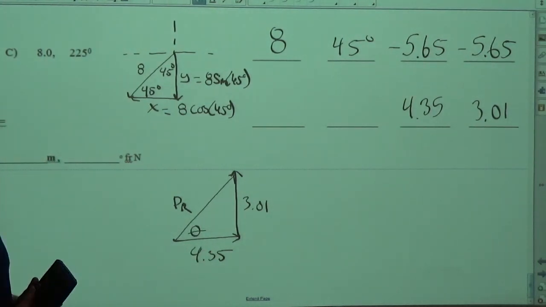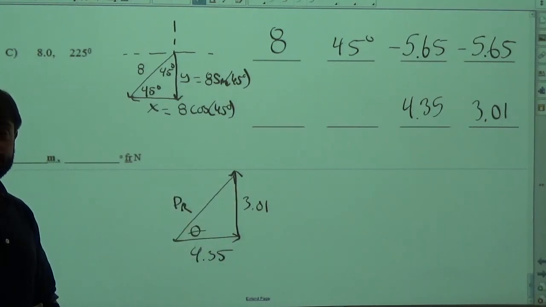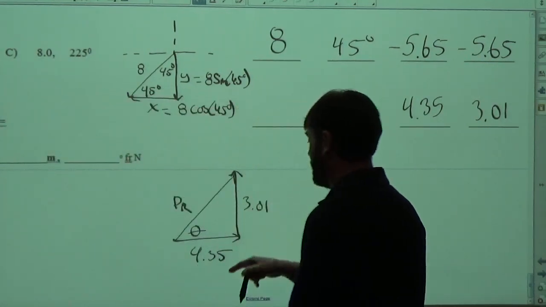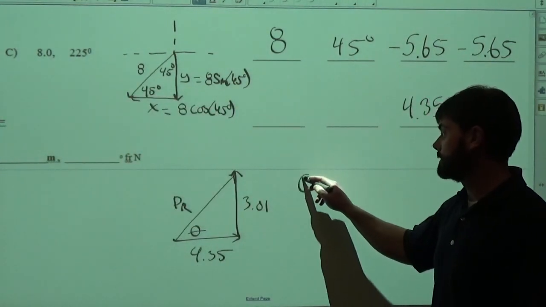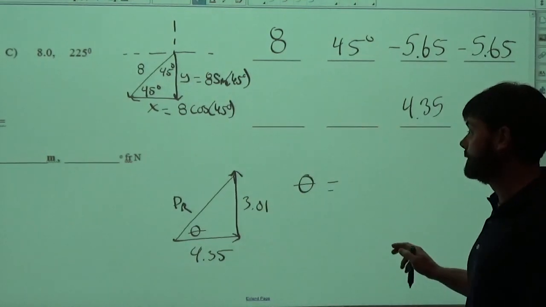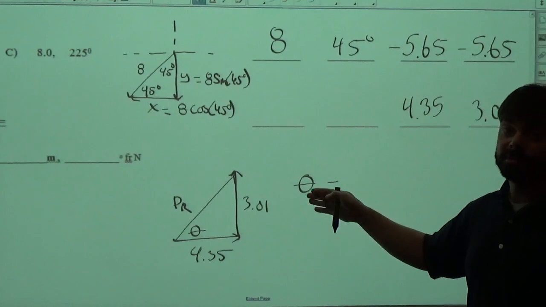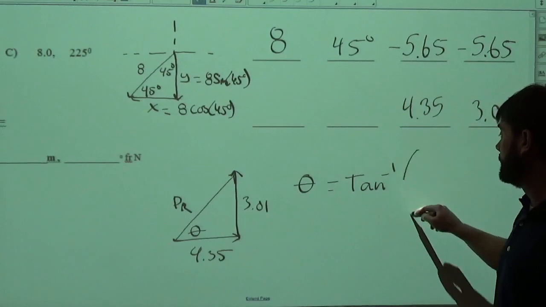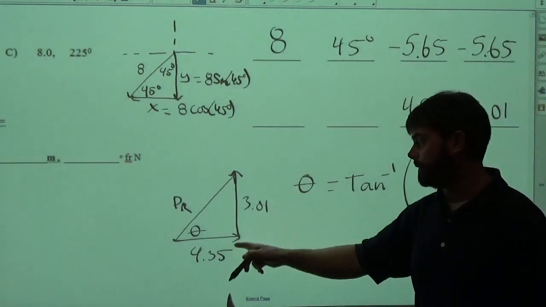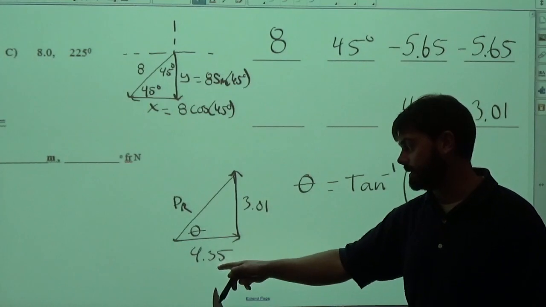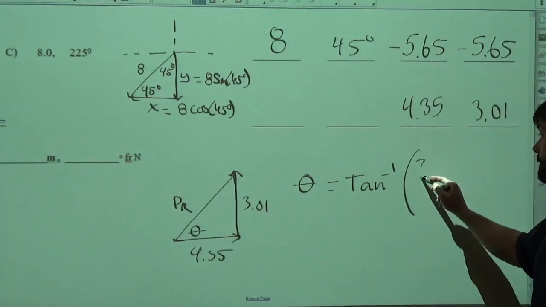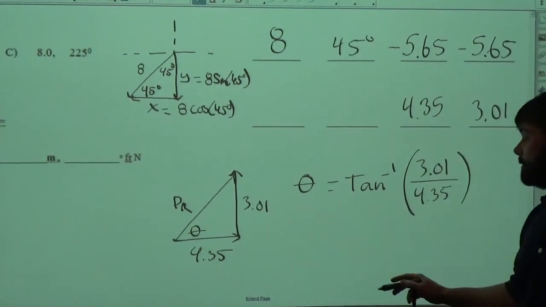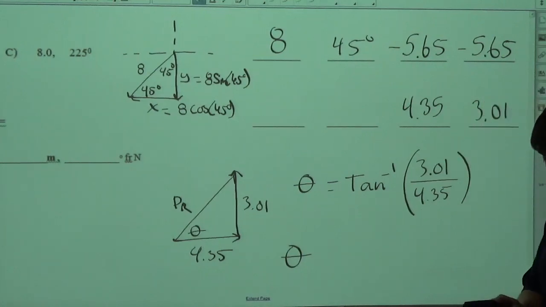So to figure out theta, the only information I'm given right now is my opposite side and my adjacent side, which is going to be my y and my x. So the tangent function is opposite over adjacent. So if I want to solve for theta, I've got to do the inverse tangent of O divided by A. And if this is my corner, opposite is here and adjacent is here. So this is going to be 3.01 divided by 4.35. And plug in this value, and this is going to tell me what my degree is from horizontal.